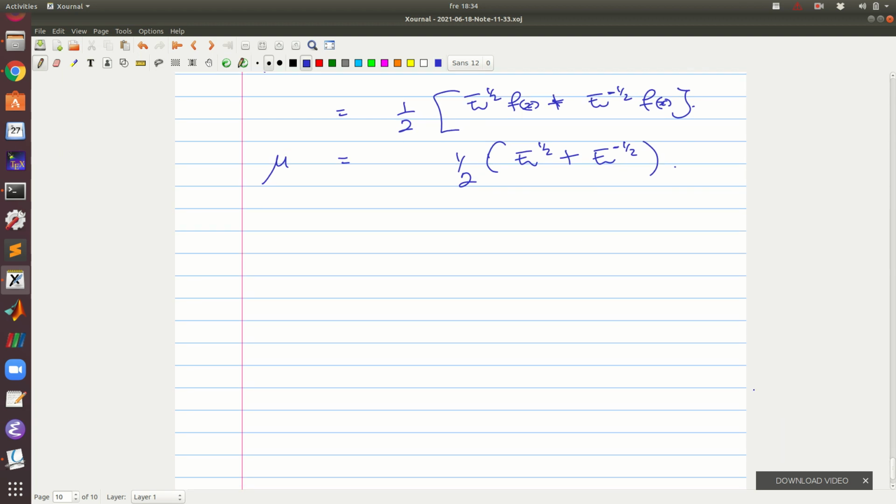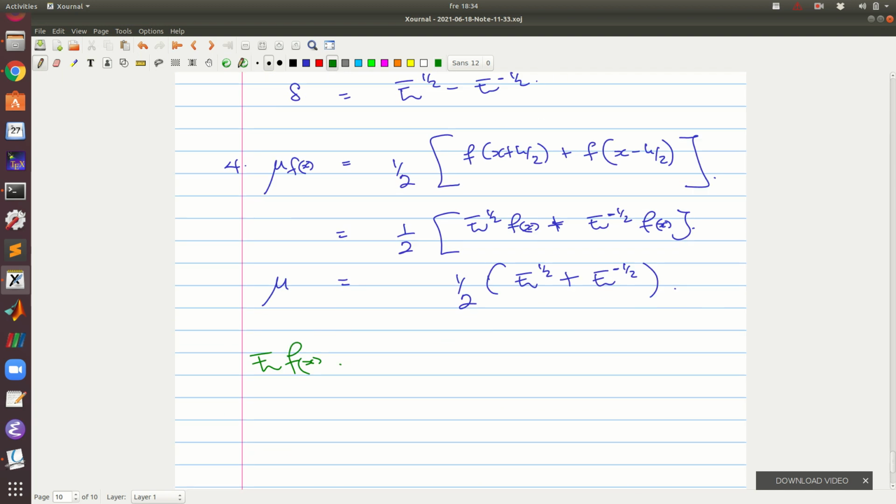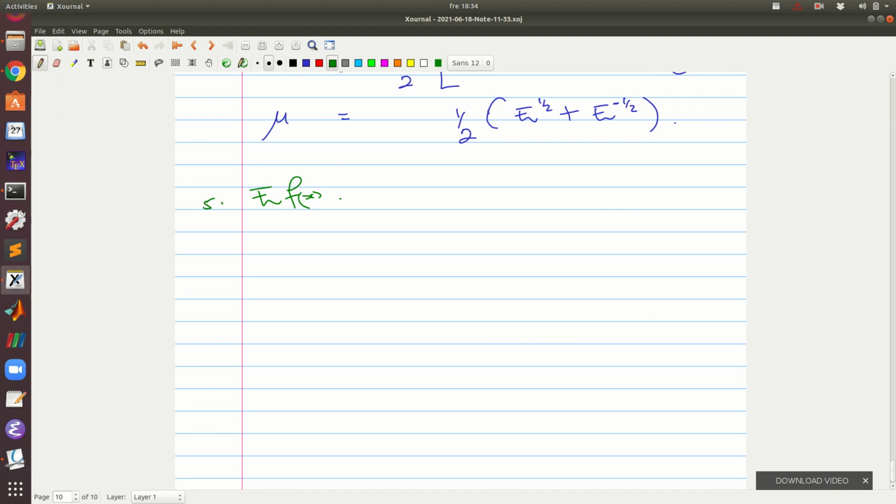Okay, what else is there? Okay, we would like to deduce also a result here. We know, maybe we can call this 4, so we can call this 5. The shift operator, on f at x, is f of x plus h.